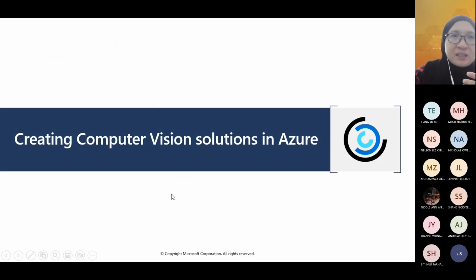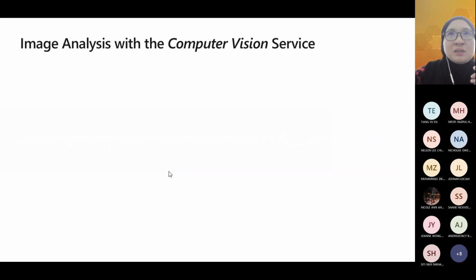Then next is on how you create a computer vision solution in Azure. So I'll give you some examples here, related to what we have discussed just now, the four things. So first is image analysis with computer vision. Say I have a senior, your senior in fourth year or third year, who will be joining in to share with us today.